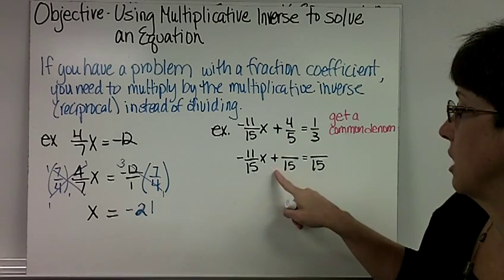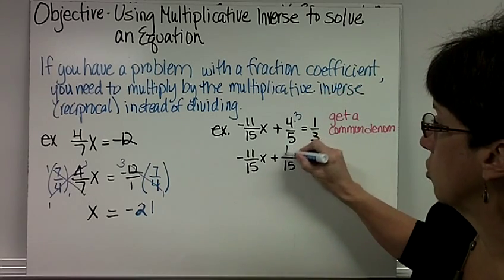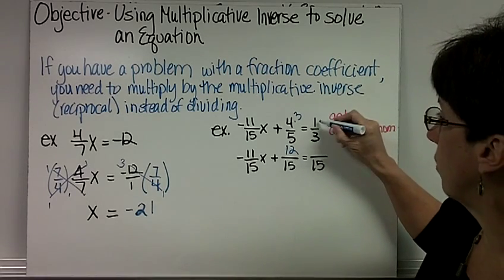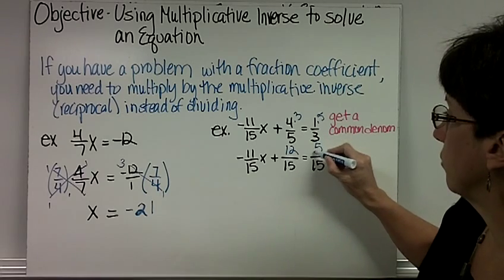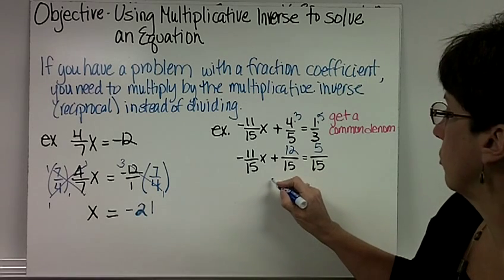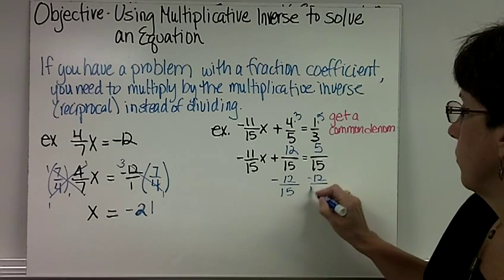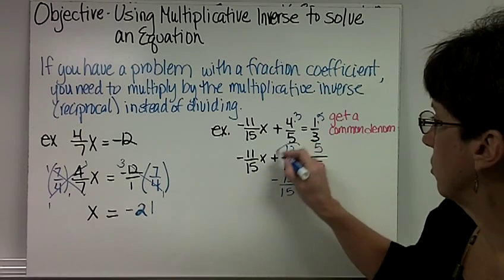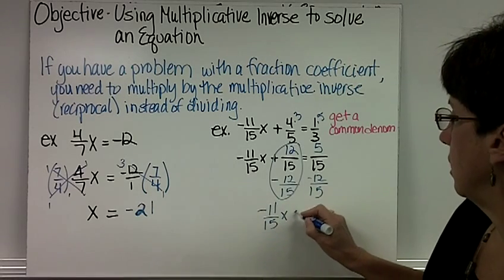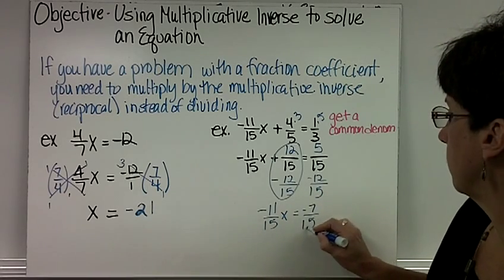So what did I do to 5 to make it be 15? I multiplied it by 3. So I'm going to multiply 4 times 3 and get 12. And what did I do to 3 to make it be 15? I multiplied it by 5. So 1 times 5 is 5. Now I can solve my problem by doing inverse operations. So I'm going to subtract 12/15 from both sides of my equation. And then this zeroes out. So now I have negative 11 over 15x equals 5 take away 12 is negative 7/15.